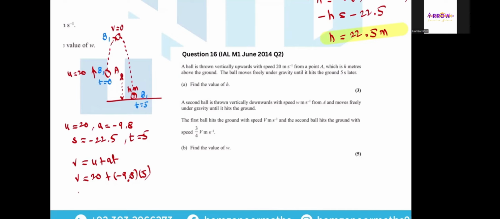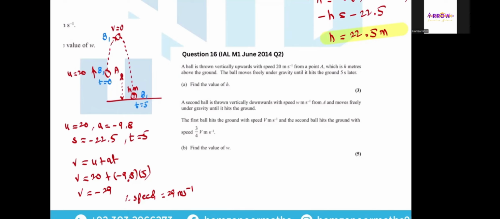So 20 minus 9.8 times 5 is minus 29. The velocity is minus 29 when the first ball hits the ground. Therefore the speed when ball 1 hits the ground is 29 meter per second. So now we know that the first ball hits the ground with a speed of 29 meter per second and the second ball hits the ground with 3 over 4 times 29. So 3 over 4 multiplied by 29 gives us 87 over 4, which is 21.75.